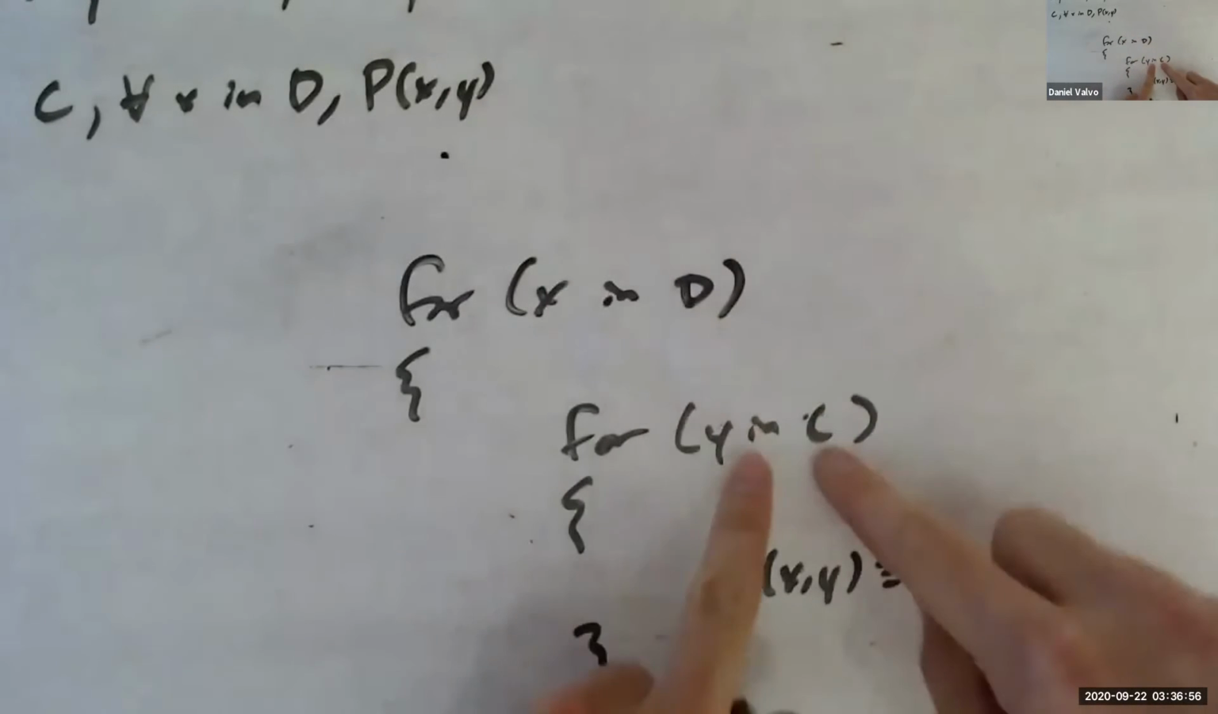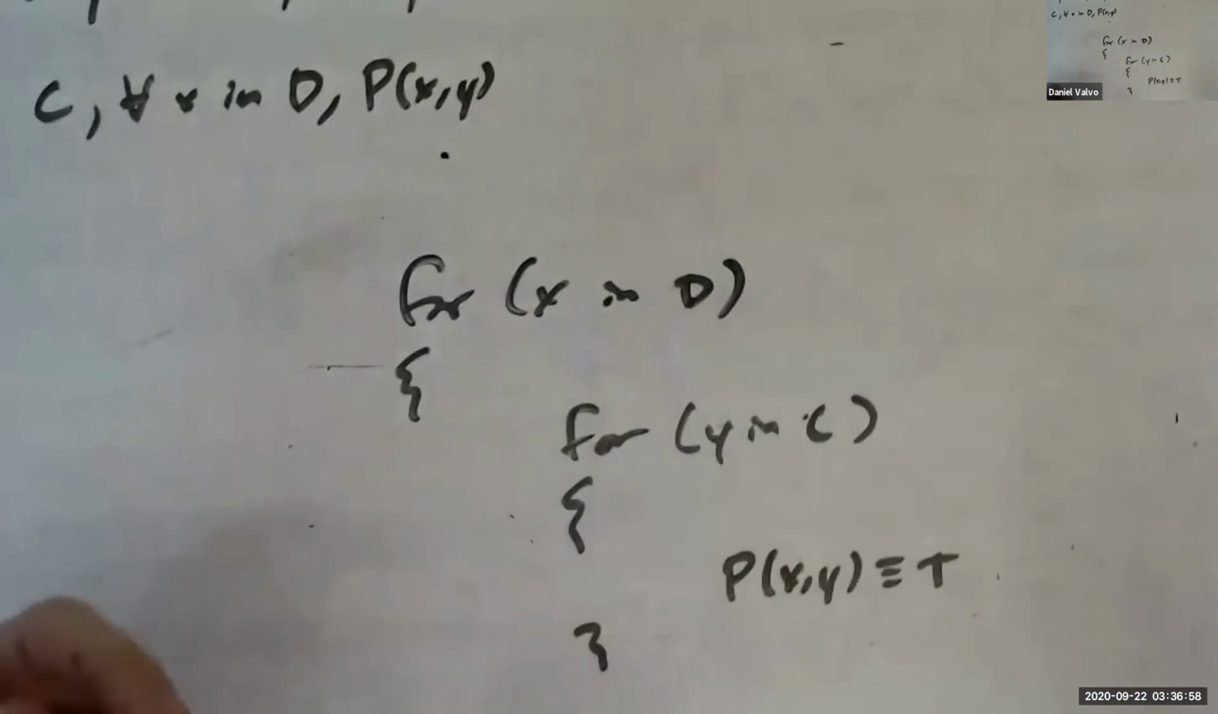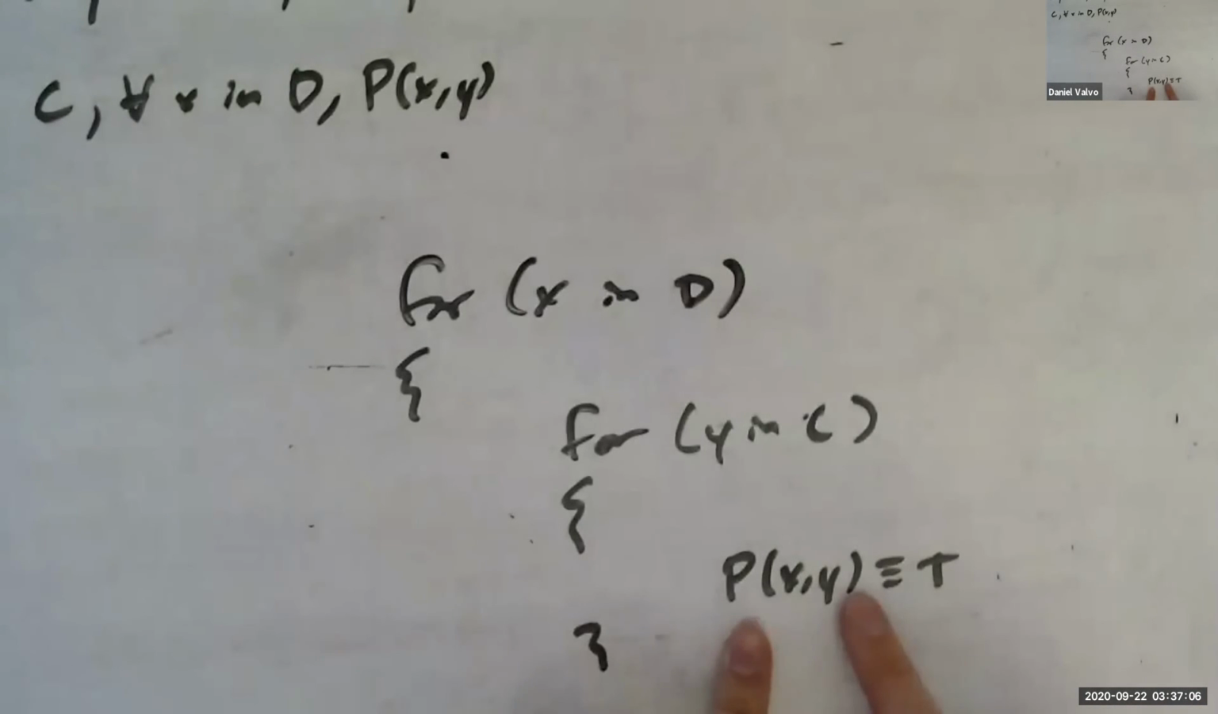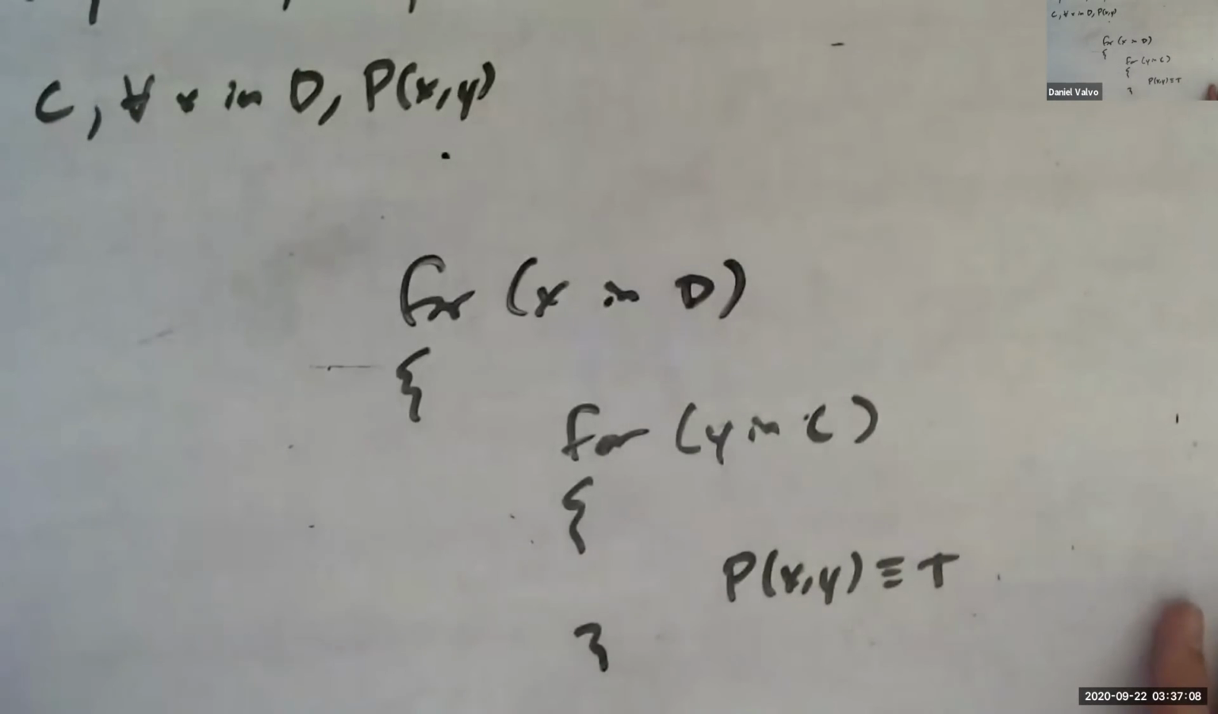But if you reverse this, if you have the y in C up here and the x in D down here, that's fine. You're still looping through the exact same things, looking at all the exact same data, all the exact same pairs, right, and determining if they make it true everywhere. So it's the exact same thing.